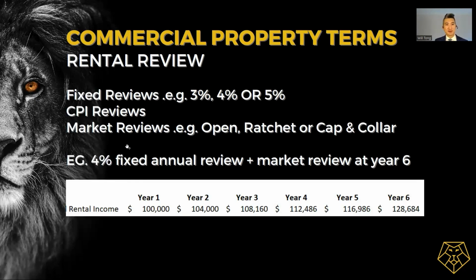Okay, so to give an example. Let's say you've agreed to a 4% annual fixed review with a market review in year 6. Let's say the starting rent is 100,000. So in year 2, you add 4%. In year 3, you add 4% of the previous year. Year 4, you add 4% of the previous year, and so forth. And then in year 6, you have a market review. So let's say the market's gone up 10% at the time. Then you can see that the rent's been adjusted in accordance to what the market rent is in year 6. As you can see, there's a 10% increase here.